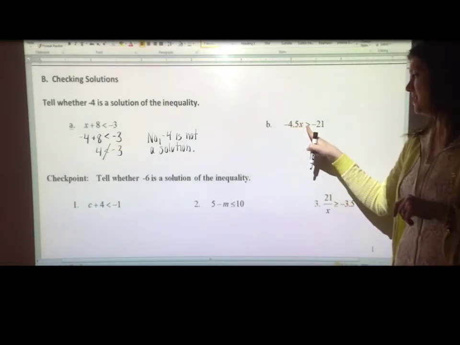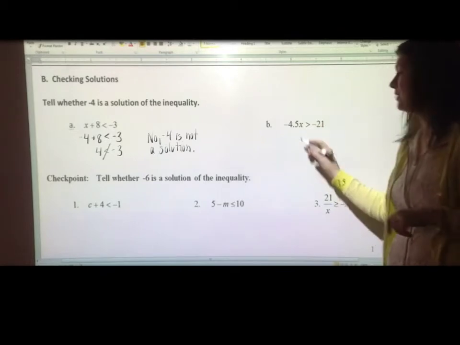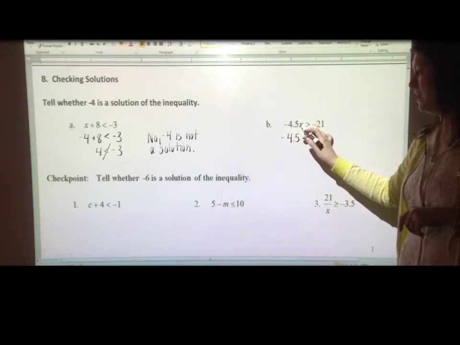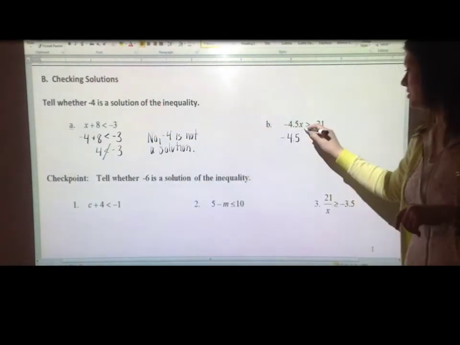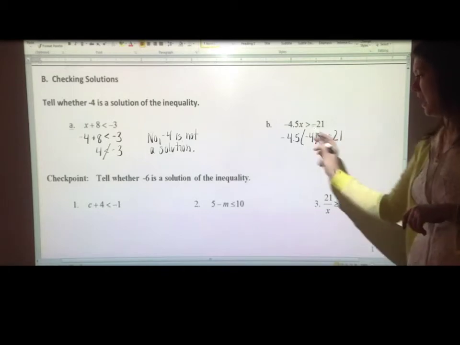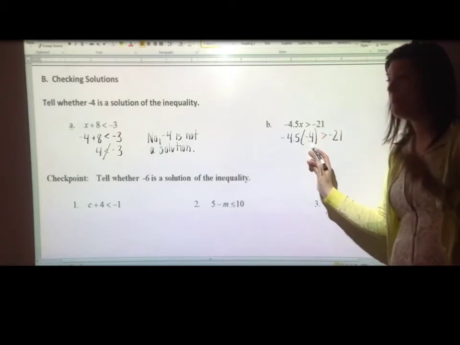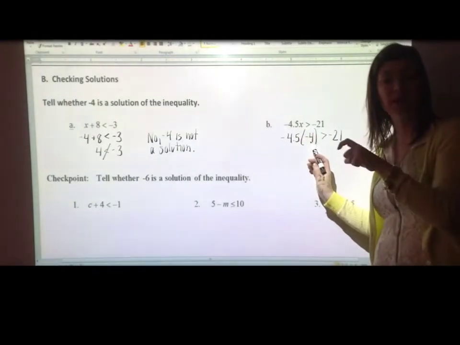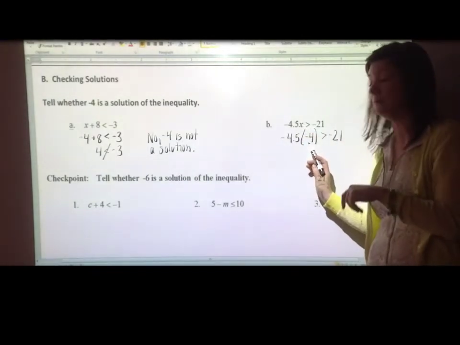-4½ times x is greater than -21. So I'm going to take -4½ and it's being multiplied by x. So I'm going to multiply it by -4 is greater than -21. I just substituted that value in. Remember, if your value is negative, make sure when you substitute it goes in parentheses so you don't lose operation.